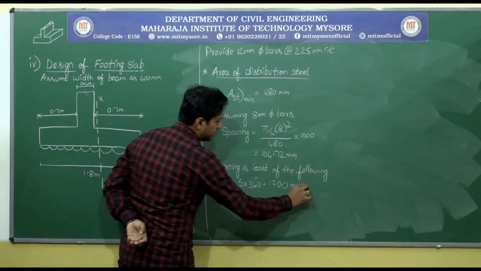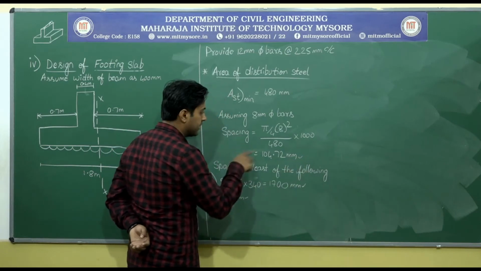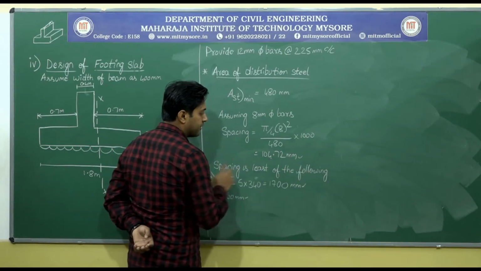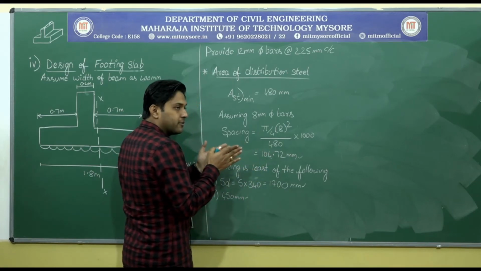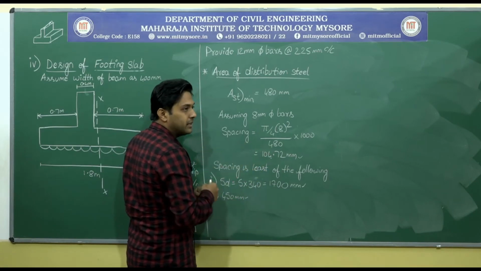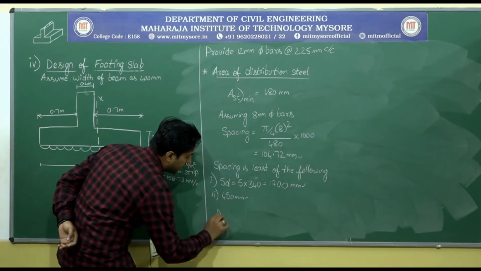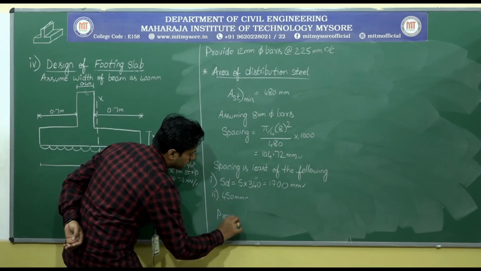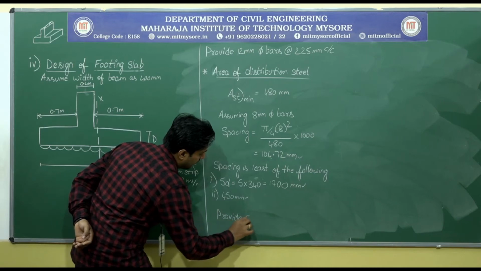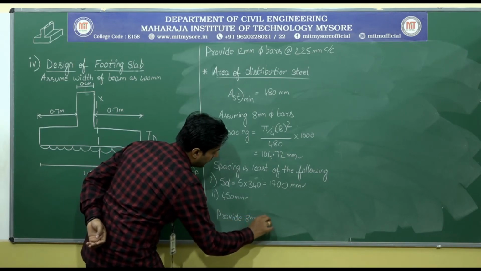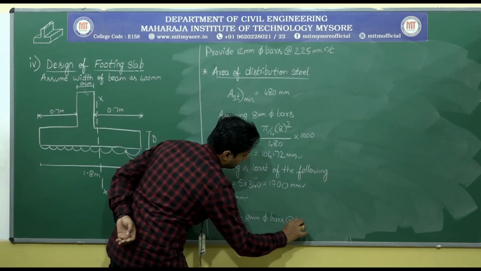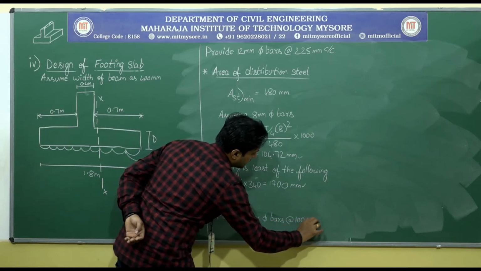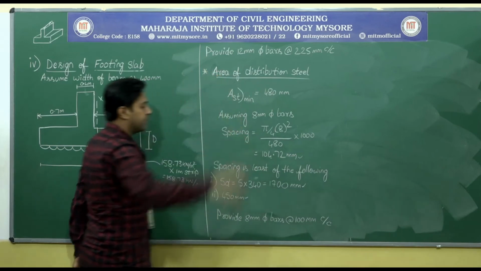Okay. So out of this, this and this, which is the least? So it's 104.72. So can I go with 100? Reduce the spacing. Reduce the spacing means you are increasing the steel. Okay. So provide 8 mm dia bars at 100 mm center to center.